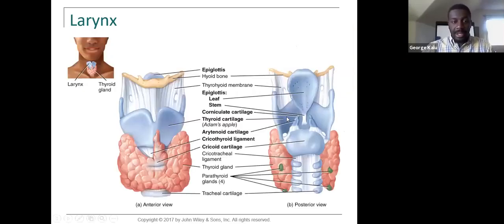So this is what it would look like from the posterior view. The epiglottis is going to be on the posterior side of the larynx. You're going to see the stem of your epiglottis more attached to the thyroid cartilage, and the superior part, the leaf-shaped part, is going to be the more free end. During swallowing, that part is going to flip downward, protect the larynx, which is more anterior, and then force the food to enter the esophagus, which is more posterior. And here we see the thyroid cartilage, where we have those two plates of cartilage forming our Adam's apple.